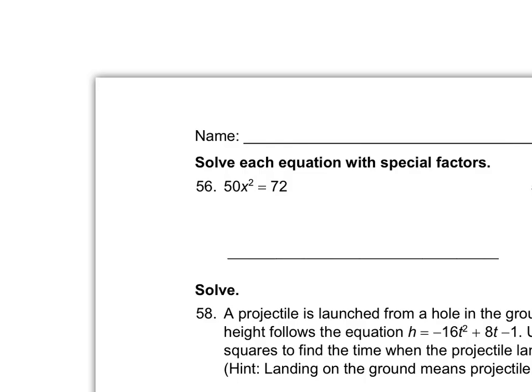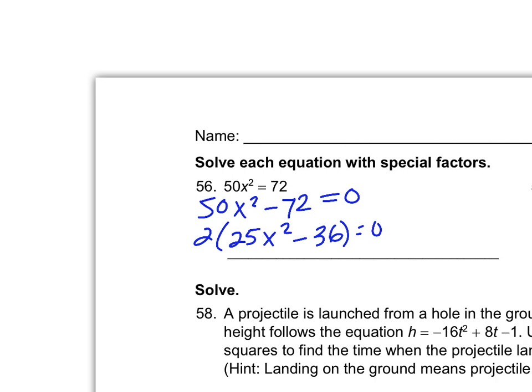Page 5. First, we need to get it into standard form. Next, we need to find if there's a GCF. They both can be divided by 2, and so we end up with 2 times 25x squared minus 36. We need to factor this further, so we end up with 5x plus 6 and 5x minus 6. Now this problem has an equal 0.